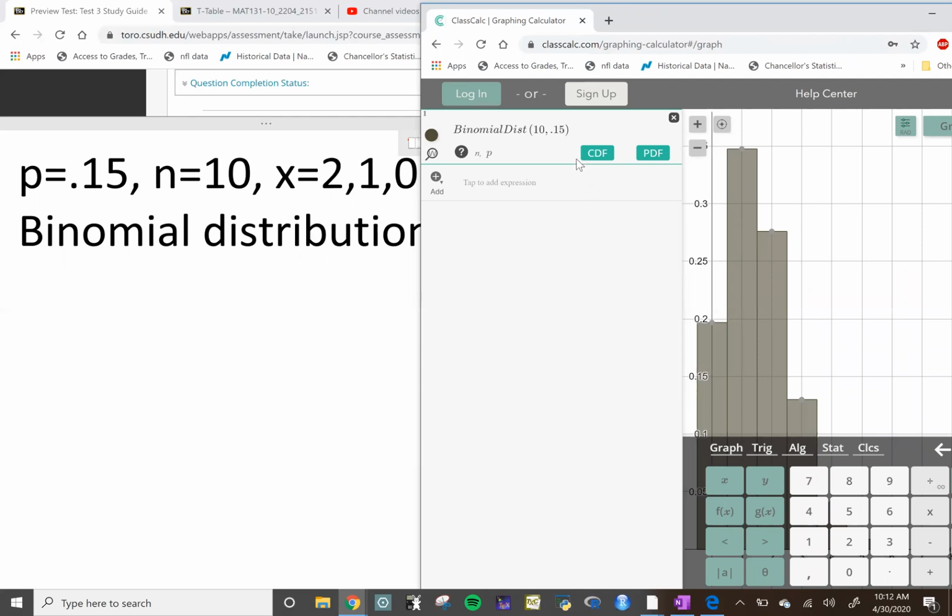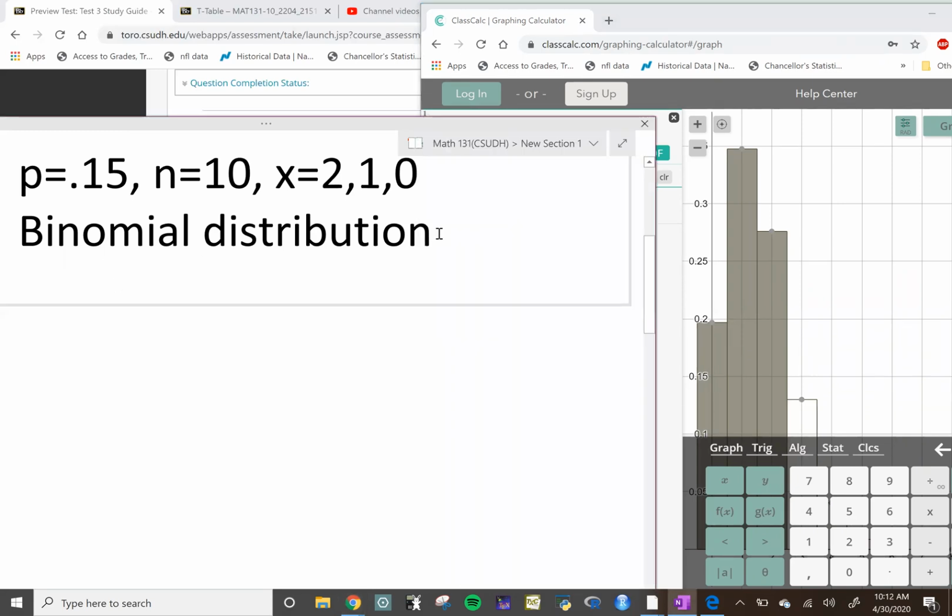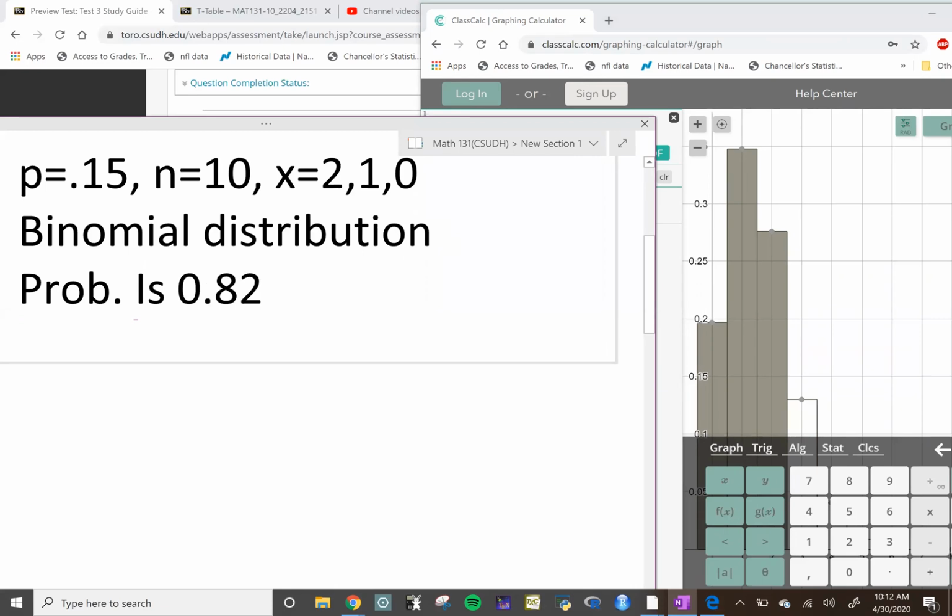So the next thing we have to figure out is if we want to do CDF or if we want to do PDF. PDF if X is equal to only one value. CDF if we want to find a range. So if you look at it, since we want to find a range from pretty much 0 to 2, you want to do CDF. So CDF will say the lowest is 0, the highest will be 2. And we get the probability of 0.82. So we'll say probability is 0.82. Right. And that's it on how to get the answer for that one.